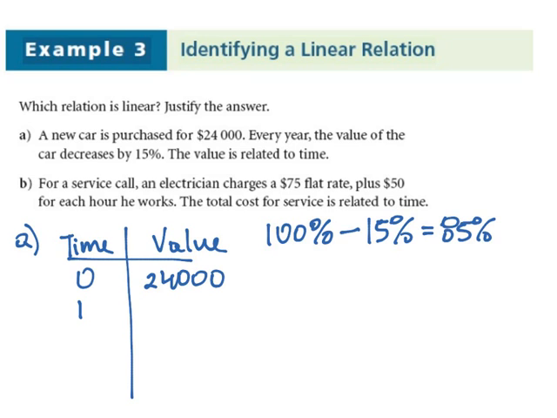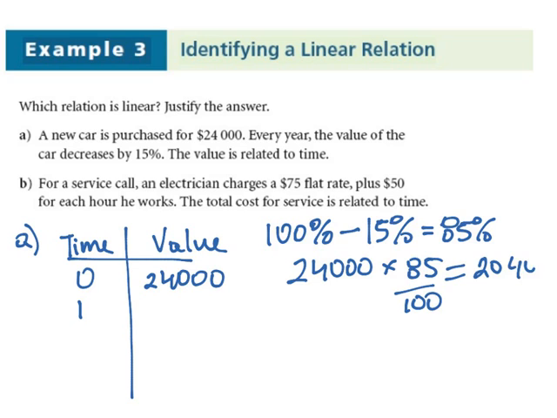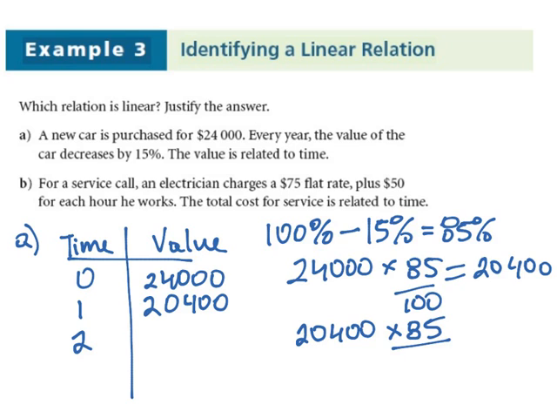So what is 85% times, 85 over 100, of 24,000? And the answer is 20,400. Now for the second year, the value is now 20,400, and it decreases by 15%, so that means the second year will have 85% of that value, which is 17,340.